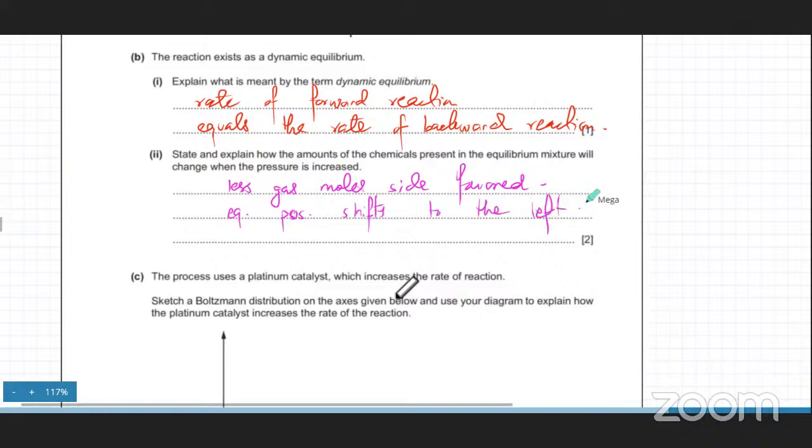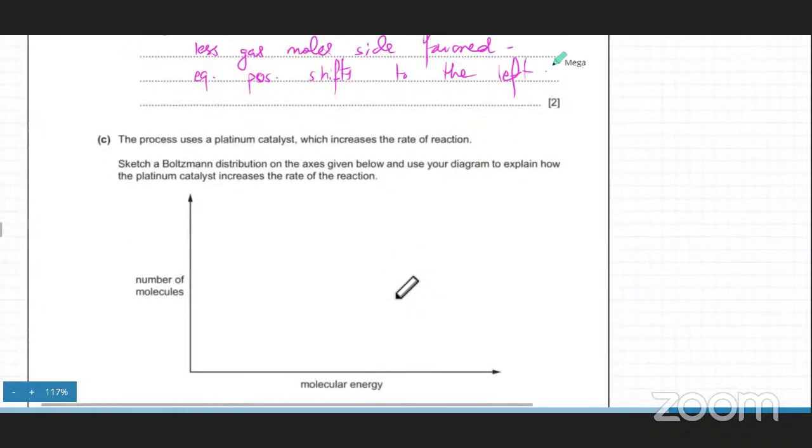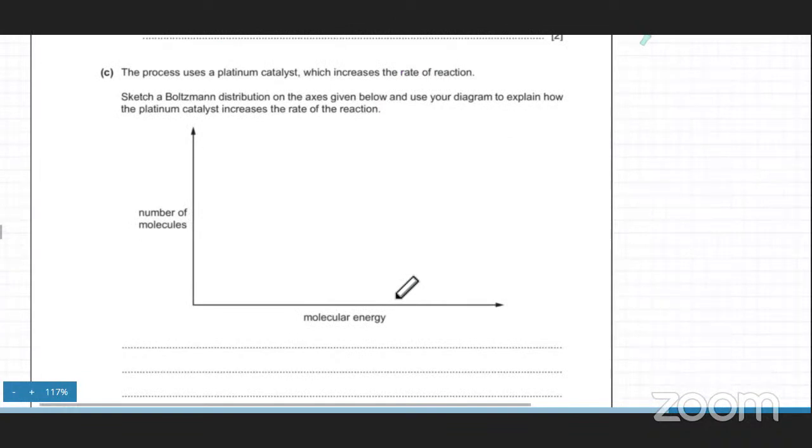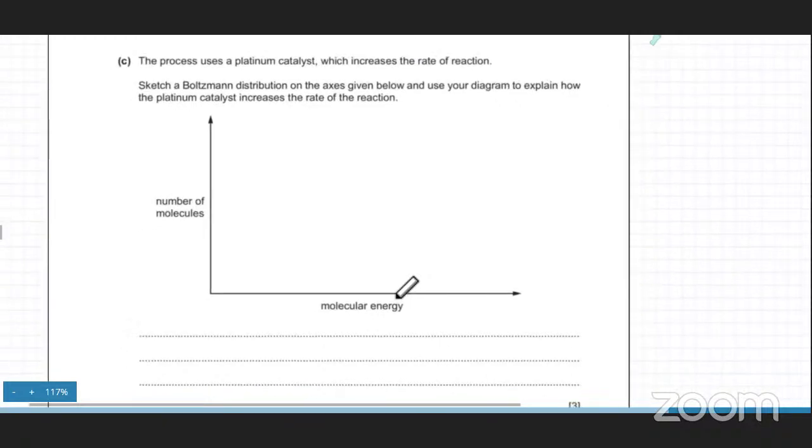The next part is the process uses a platinum catalyst, which increases the rate of reaction. Sketch a Boltzmann distribution on the axis given below, and use your diagram to explain how the platinum catalyst increases the rate of the reaction. So, what's the Boltzmann distribution of molecular energy?